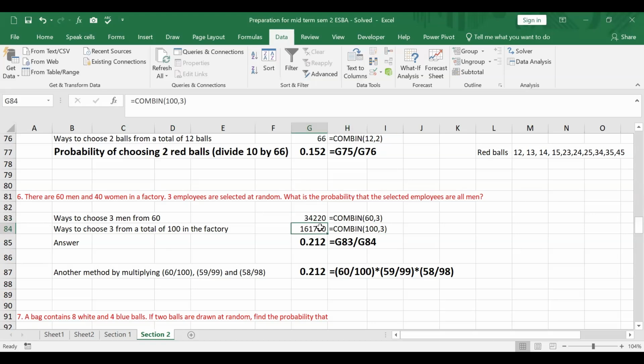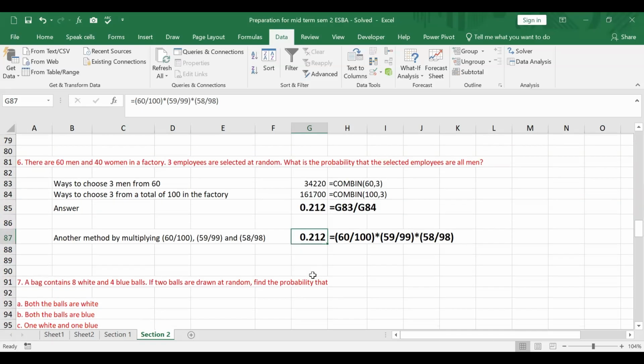This is my possible. Divide G83 by G84. That is 34,220 divided by 161,700. You just give the formula and that comes to 0.21. Another method is, first you select one person. The male is selected, 60 by 100, and he is out. So there are 59 men left, and the number of people is reduced by 1, so 99. The third one is 58 by 98. Since you want all 3 to occur together, it has to be multiplied. So 60 by 100, 59 by 99, 58 by 98, that also comes to 0.212.